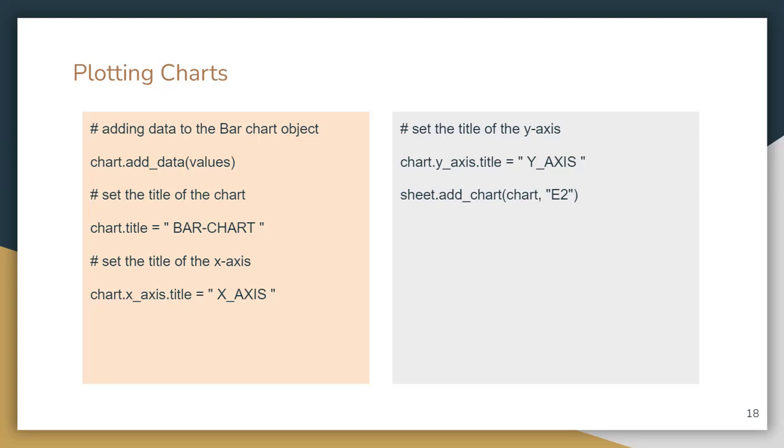sheet.add_chart, where we provide two parameters. One is chart, comma, and the address "E2". Here E is the column and 2 is the second row. Then you have to save the file, and I am writing the command here, that is the code wb.save("sample.xlsx").